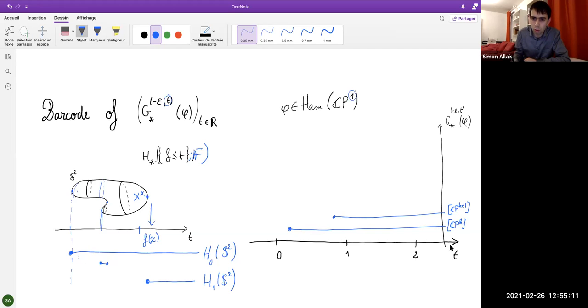which can be seen inside H star of CPn, with n very large. Because of the periodicity that I talked about just before, we will see associated infinite bars, one integer after that, and one after, etc.